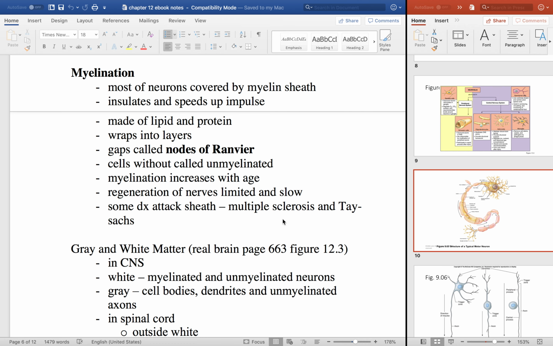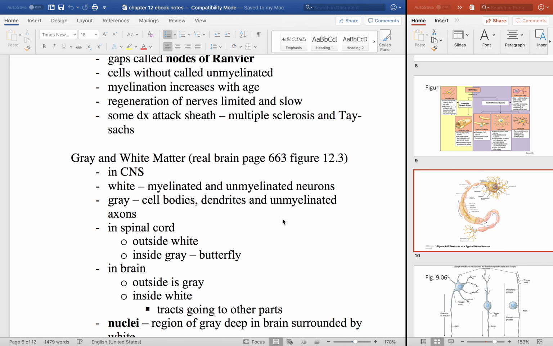The other thing I wanted to talk to you about with myelination has to do with the central nervous system, because a lot of times what we call the white matter and the gray matter of the brain has to do with myelin. White matter is myelinated, has some unmyelinated neurons, but it's predominantly myelinated neurons and makes it appear white. These white areas of the brain transmit impulses faster than the gray areas. The gray areas have cell bodies, dendrites, and unmyelinated axons, so they transmit impulses slower.